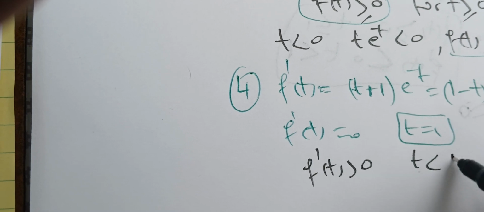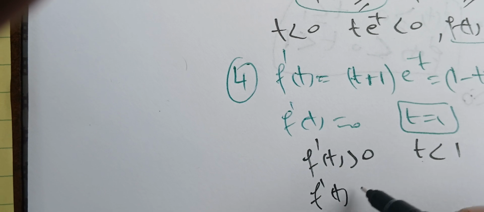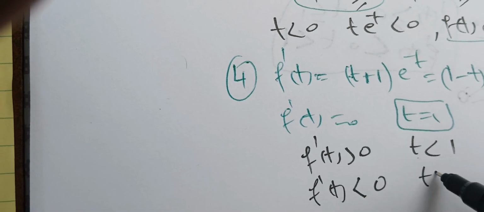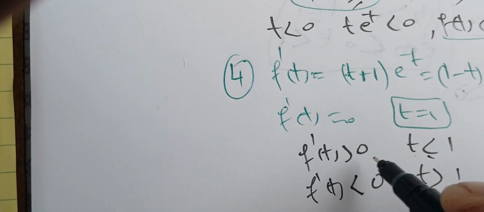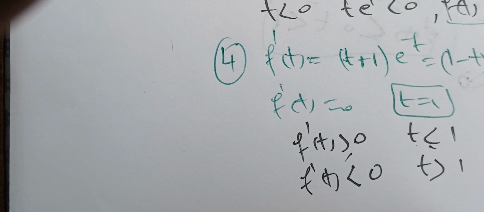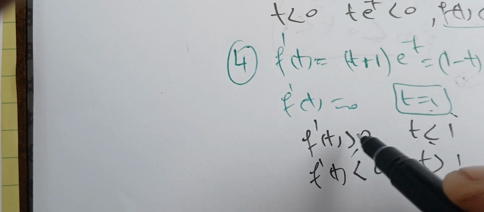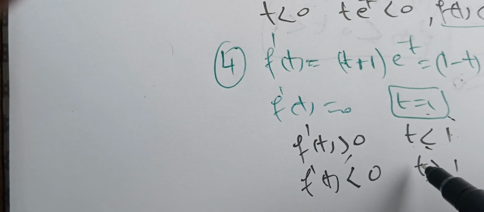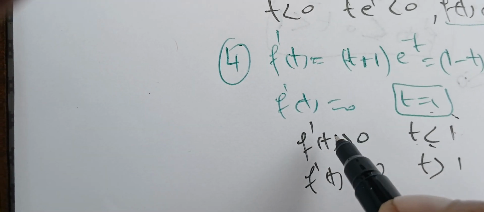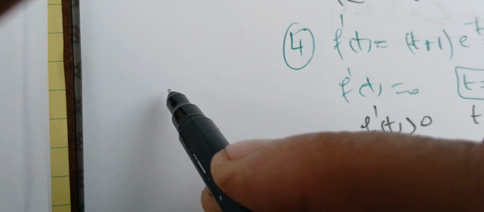Okay, f prime of t is greater than 0 when t is less than 1 because of the 1 minus t, and f prime of t is less than 0 when t is bigger than 1. What happens when t is 1? It's going to be 0. So when f prime is bigger than 0, that means my function f is increasing. So f is increasing between minus infinity and 1, and it's decreasing between 1 and plus infinity. Okay, so I'm going to use that to make a table.